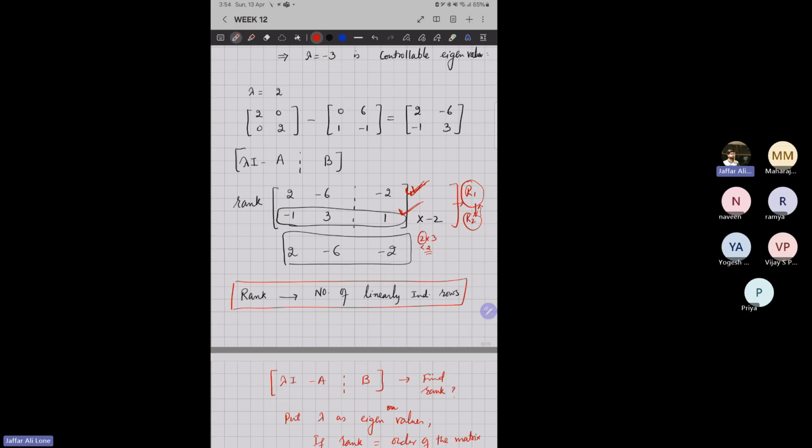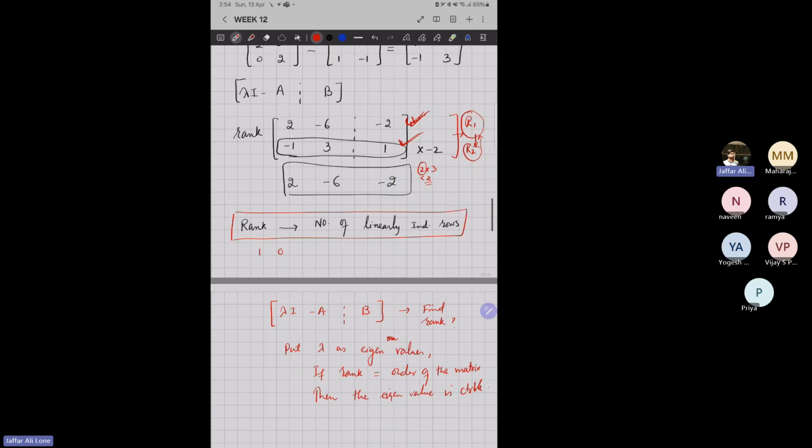But if I'm not able to obtain these rows from each other, then they are linearly independent. For example, if I have a row as 1 0 0 and my other row is 2 0 4, this is R2. My other row is 10, 0, 20, which is my R3. So I can see all these rows are linearly dependent. Why?